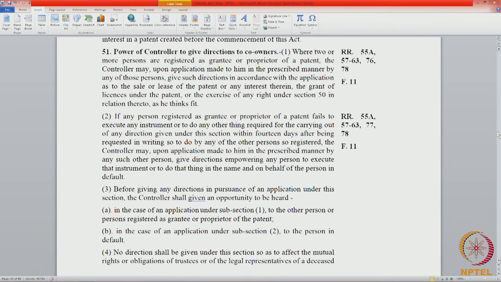So, 51(3) says that when the controller has to give an opportunity to be heard, then under section 51(2), it shall be given to the person in default. So, under the example that we considered, B had signed the agreement and sent it back, so he cannot be regarded as a person in default. Because C did not sign the agreement, C will be considered as a person in default and the controller will have to give him a hearing.